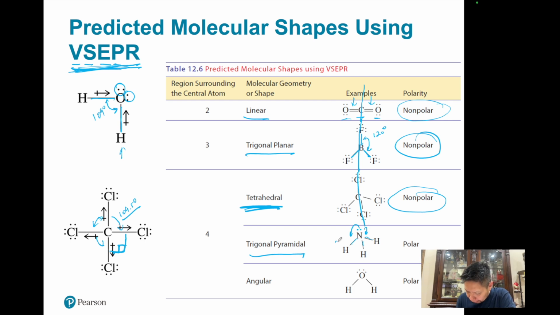So if you cut it in half right here, you can see how it's got the nitrogen with no hydrogens at the top, and then the nitrogen with all these hydrogens at the bottom. So it's definitely not symmetrical, and so it's polar.